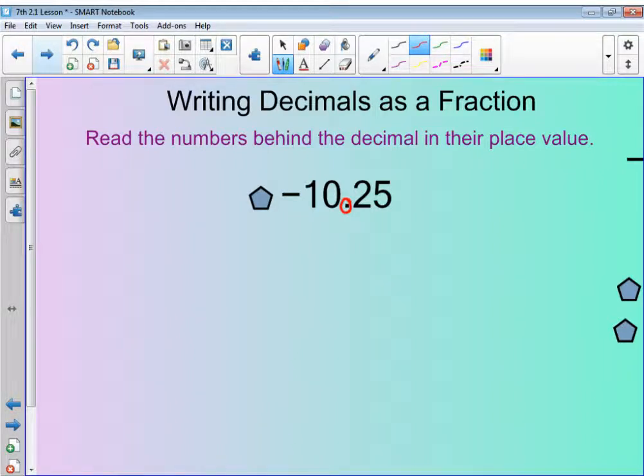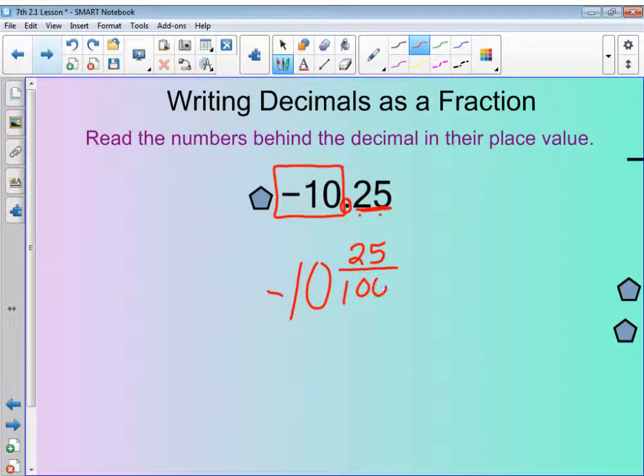Okay, so I'm going to take what's sitting in front, that big number that sits out in the front of my fraction. So there's my negative 10. This is going to be my top number, so 25 is the top. Over, there's 2 numbers, so I'm going to have a 1 with 2 zeros. So I've got negative 10 and 25 hundredths. If I was going to write it out in words, that's how I would write it out.